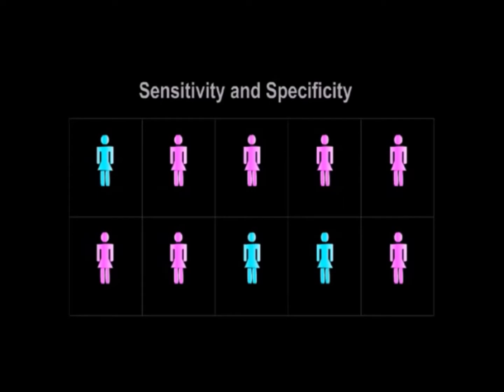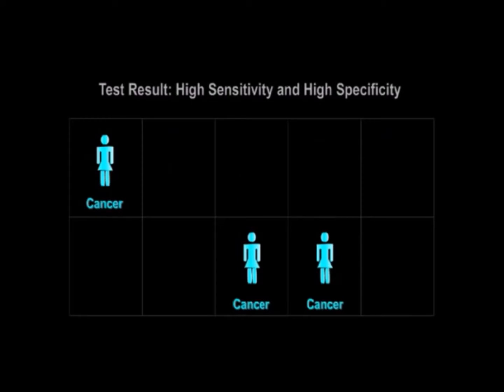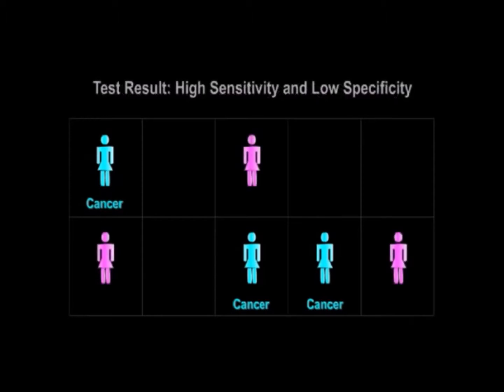These terms are best defined by an example. Suppose 10 women undergo a test to detect cancer and 3 of these women have the cancer. If the test accurately detects all 3 cancers and does not incorrectly flag any of the normal individuals, then it has both high sensitivity and specificity.